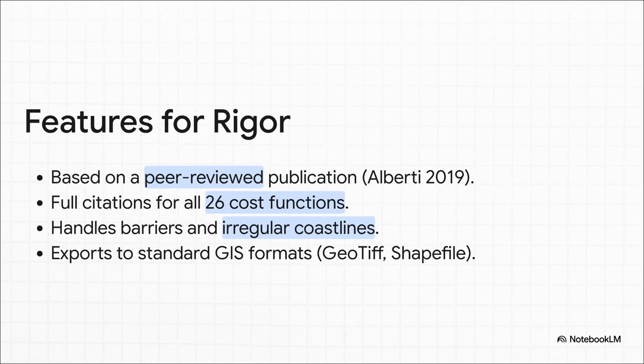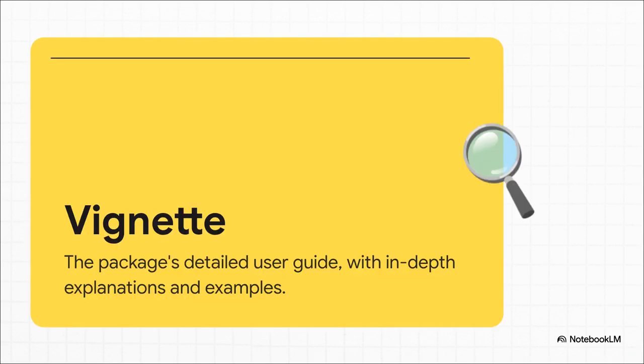And it is packed with features for serious research. Every single one of those 26 cost functions comes with full bibliographical references, so you know exactly where it came from. It can handle complex, real-world scenarios, like impassable barriers or weirdly shaped coastlines. And of course, it exports all your results into standard GIS formats, like GeoTIFF or Shapefile, so you can use them in other software. Now, are you worried about the learning curve? Don't be. The package comes with what's called a vignette, which is basically a super detailed user guide packed with explanations, background on the methods, and tons of code examples to walk you through your first analysis. It's an incredibly helpful resource.